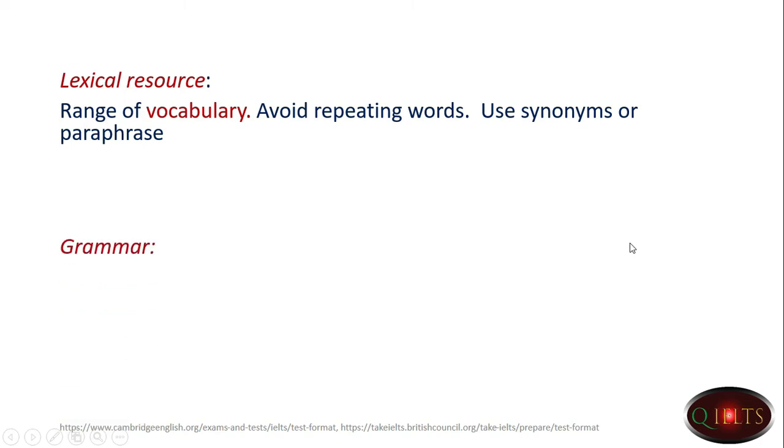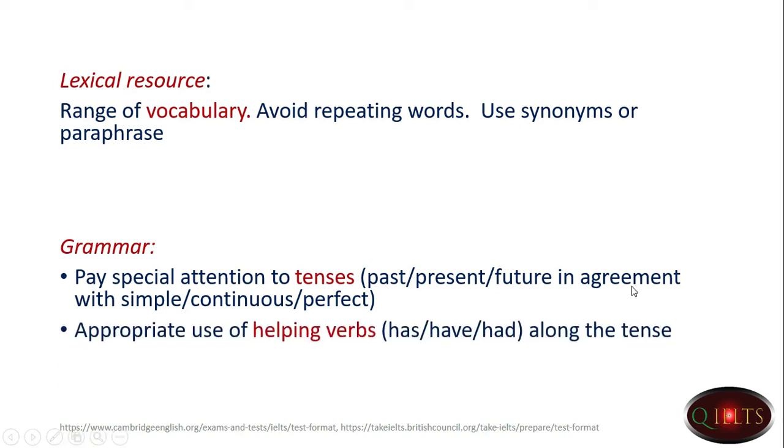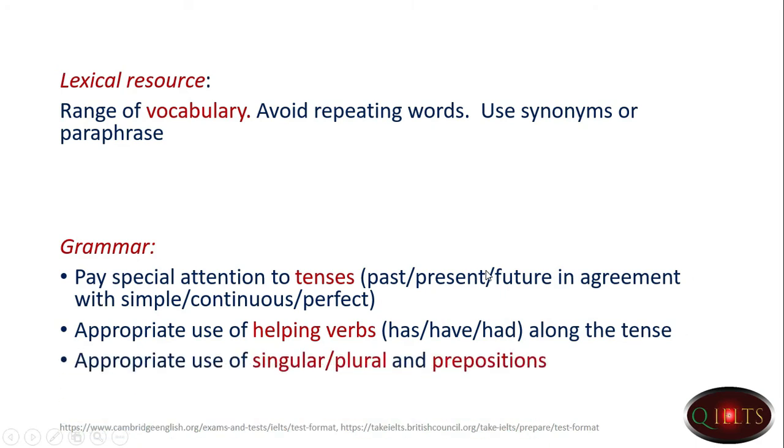The fourth thing is grammar, in which you must pay special attention to the tenses like the past, present, future, and these should agree with simple, continuous and perfect tenses as well. You must use appropriate helping verbs like has, have or had along with these tenses, and you must pay attention to singular or plural and prepositions as well.